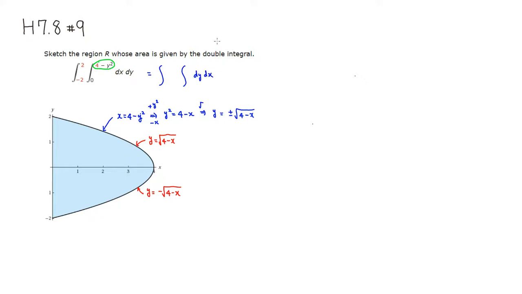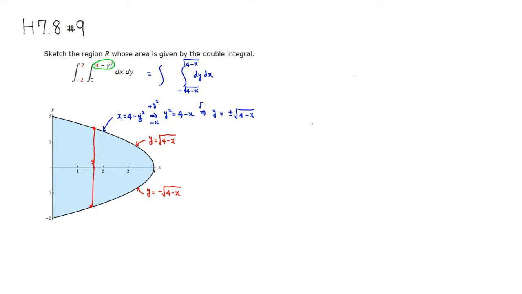So for a fixed x value, you can see that you're going to start from here, then go all the way up to here. The starting point is on the negative square root of 4 minus x. So the lower bound is negative square root of 4 minus x, and the upper bound is the square root of 4 minus x.